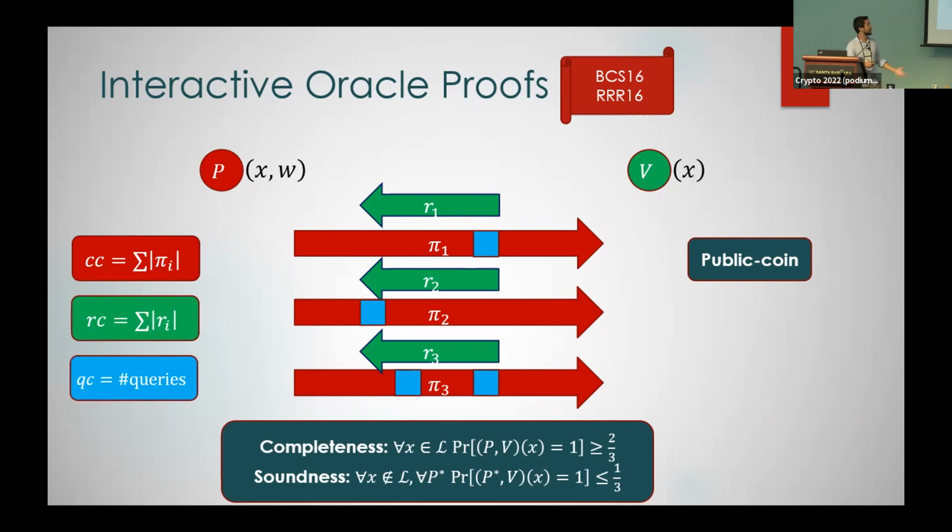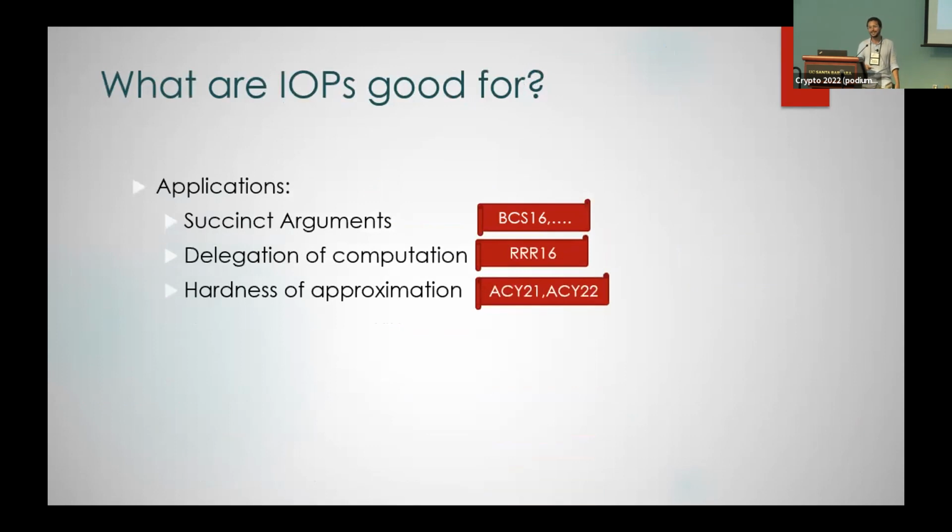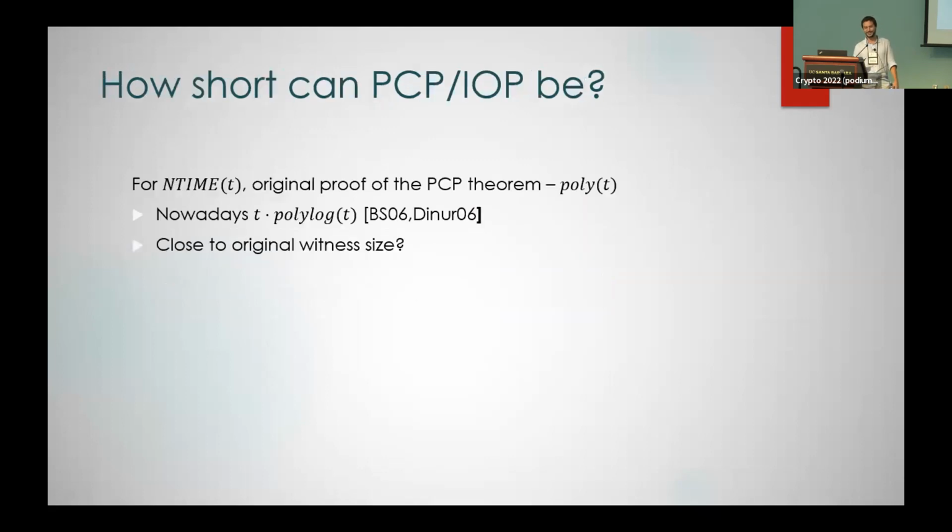Okay, so this is an IOP. What are IOPs good for? That's a legitimate question. And IOPs have many applications. From constructing succinct arguments to delegation of computation, even more recently, they've been used to achieve hardness of approximation results. So IOPs are very useful. They have many applications. But before we talk about applications, let's ask an actual question about IOPs.